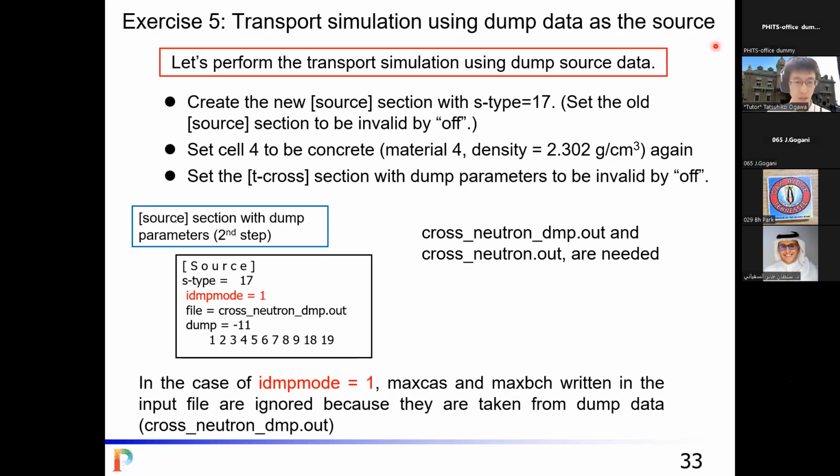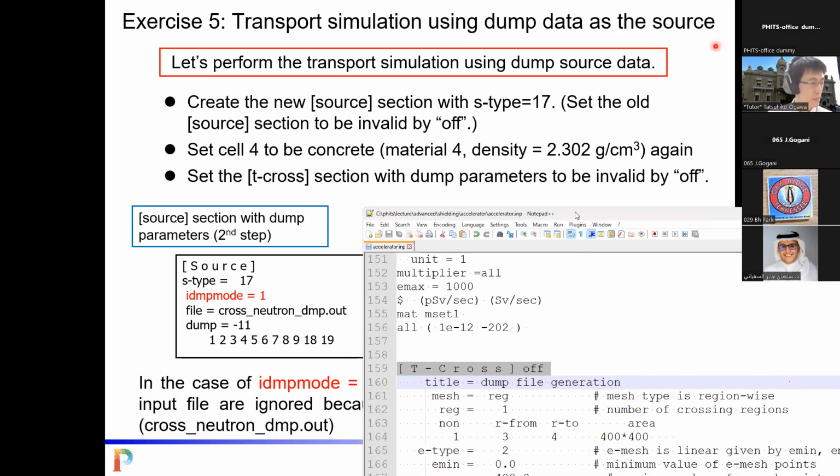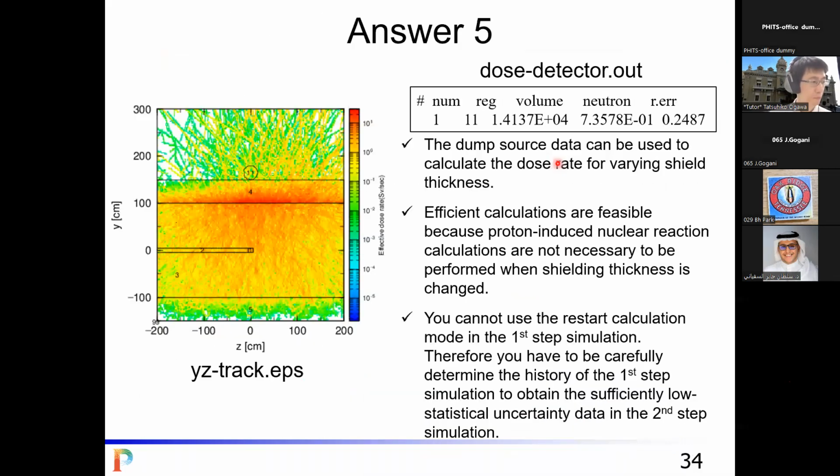All right, let's go on. So after making use of the dumped data on the entrance of concrete shielding, we can perform simulation of the second step, that is the neutron transport in this 50 centimeter thick concrete.